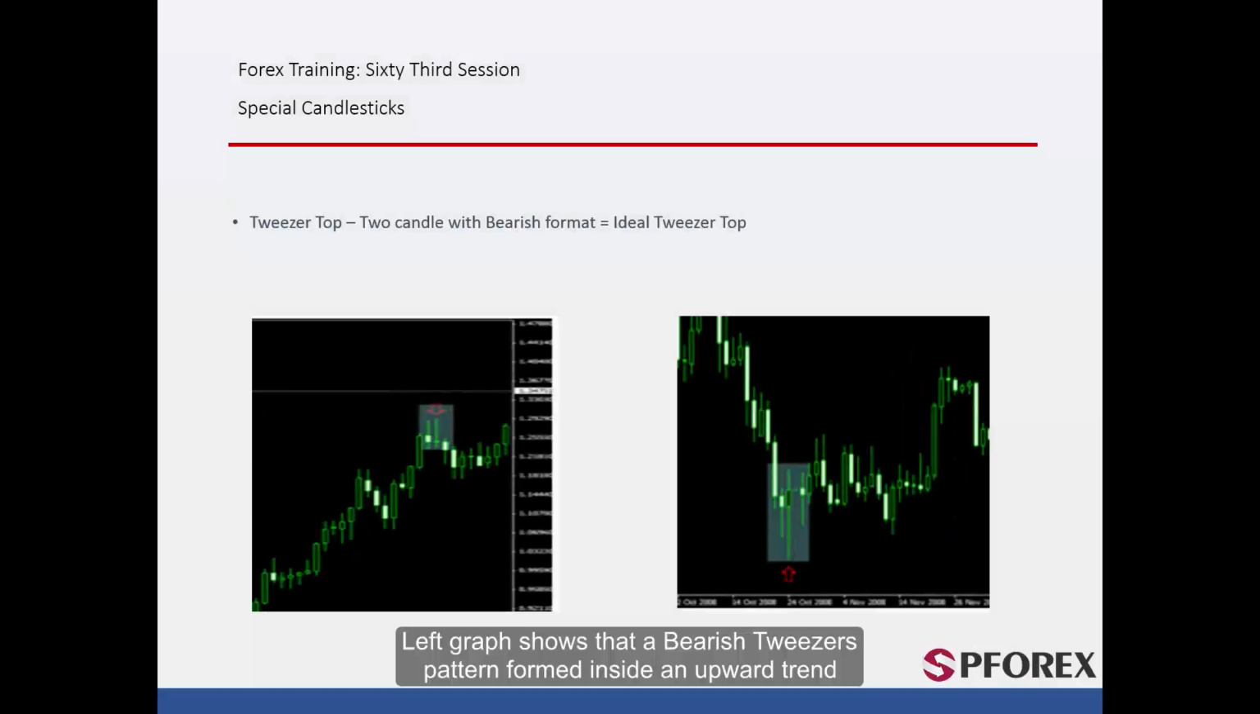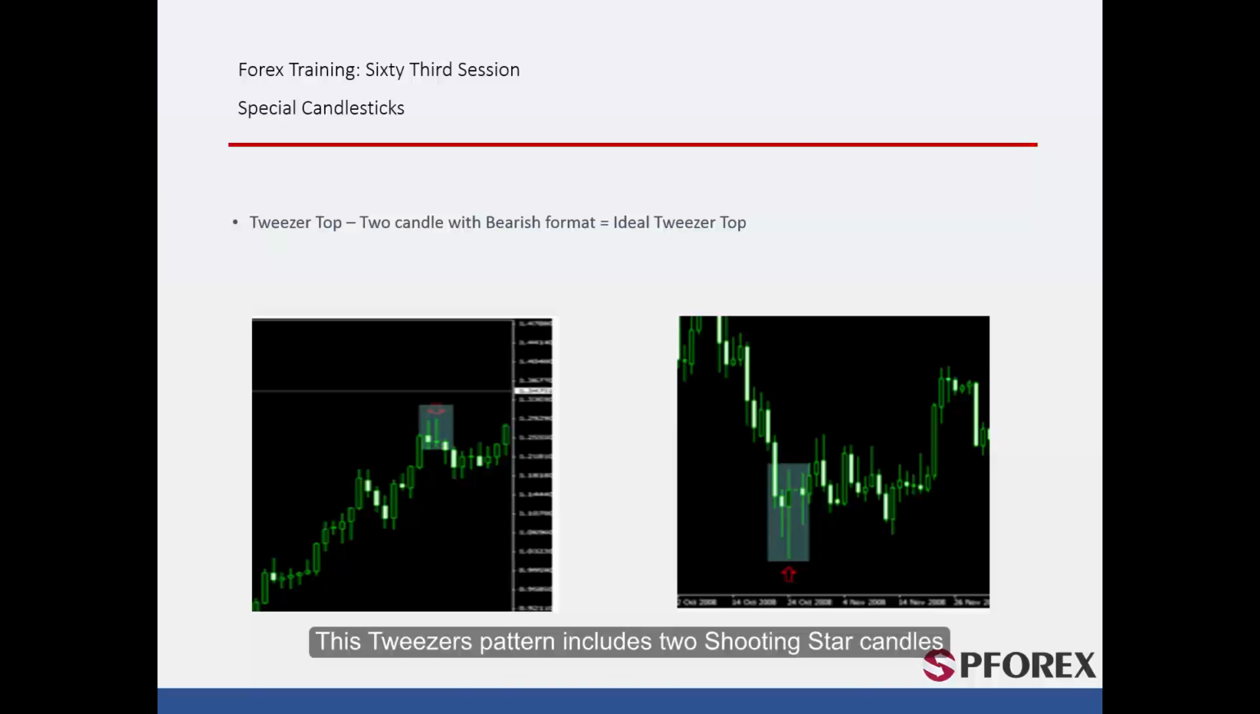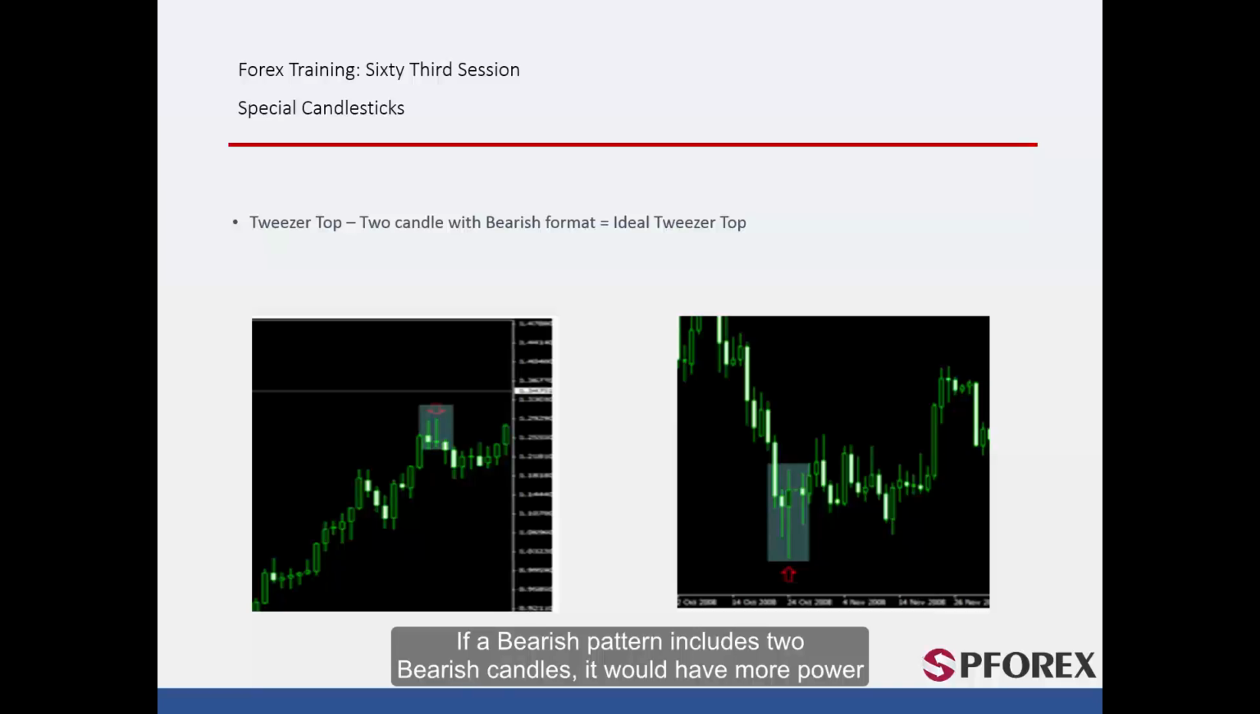The left graph shows that a bearish tweezers pattern formed inside an upward trend. This tweezers pattern includes two shooting star candles. If a bearish pattern includes two bearish candles, it would have more power.